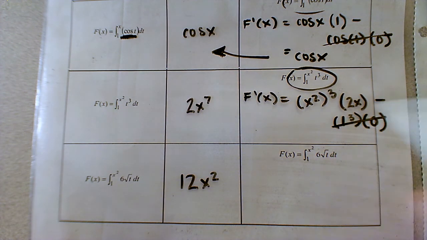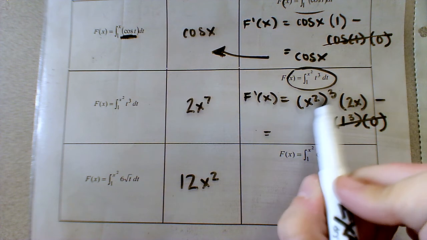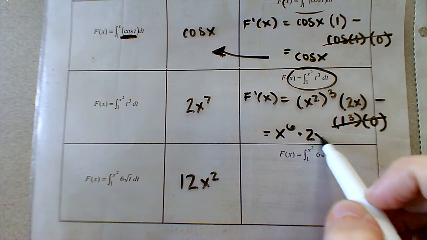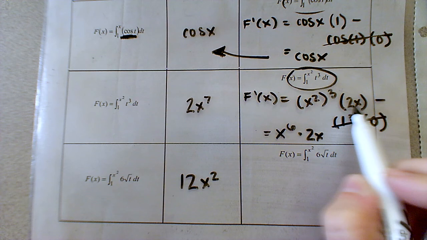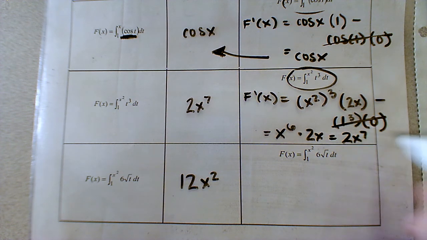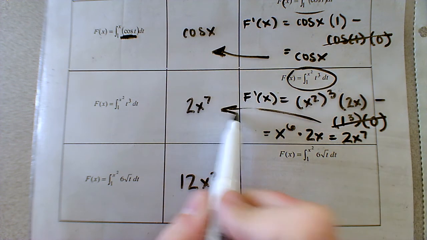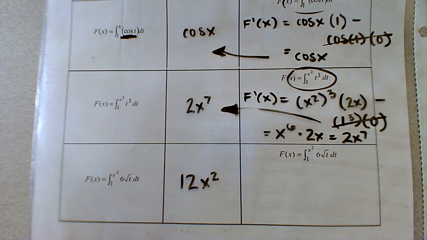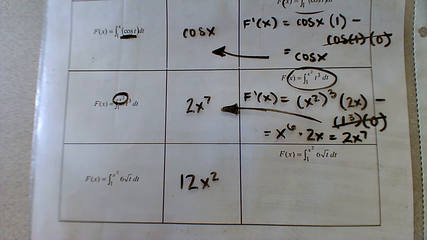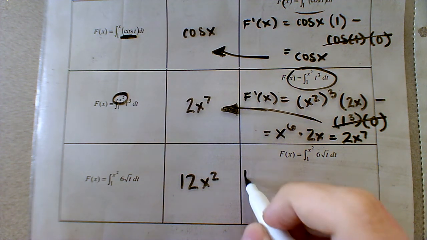So 1 times 0 is going to go away. Over here, power to a power would be x to the 6th. And I still have to multiply that by the derivative of the top bound, which is 2x. So in the end, I get 2x to the 7th. And notice how that matches what we had when we did it the long way. So it seems like the second fundamental theorem of calculus compensates for that difference that we have since we changed what the bound was. All right, let's try the other one just for good measure.